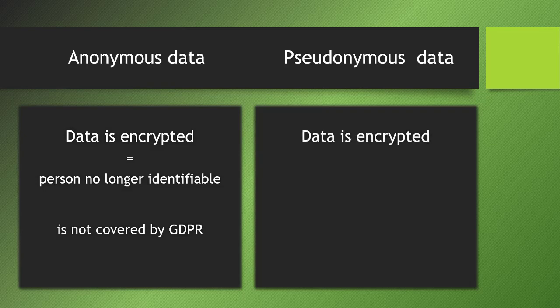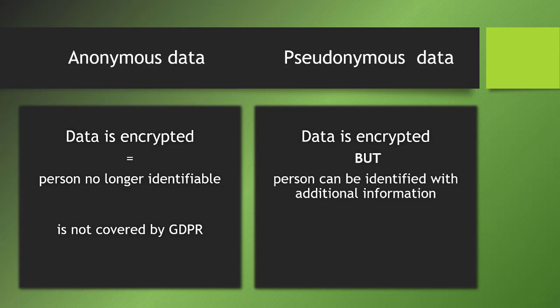Pseudonymized data is also encrypted data, but here the identity of a natural person can be determined by adding additional information. This additional information must be stored separately and in such a way that uninvolved third parties cannot establish a connection to determine the identity of a natural person. Unlike anonymized data, pseudonymized data is still covered by data protection.